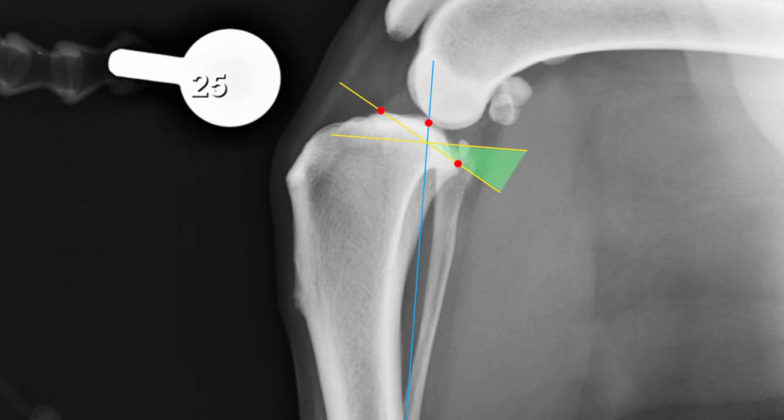The tibial plateau angle, TPA, is the angle formed by the line perpendicular to the tibial mechanical axis and the proximal tibial joint reference line. In this case, the TPA measured 32 degrees.